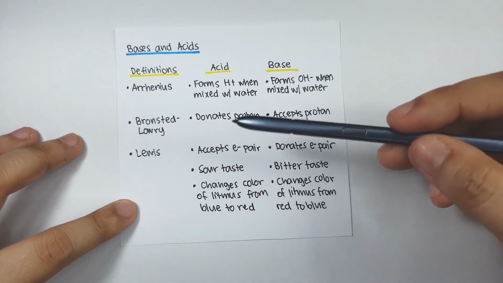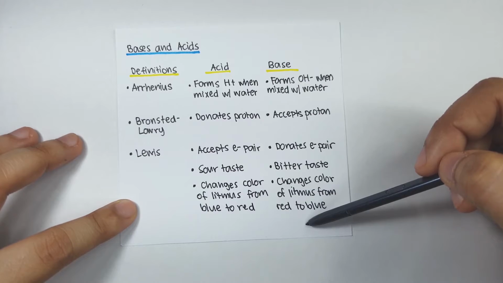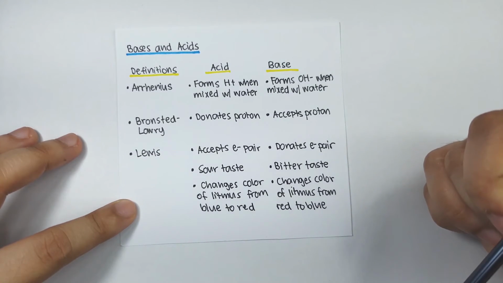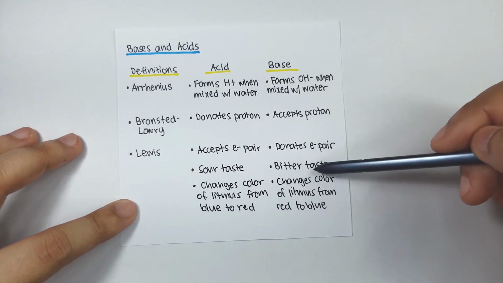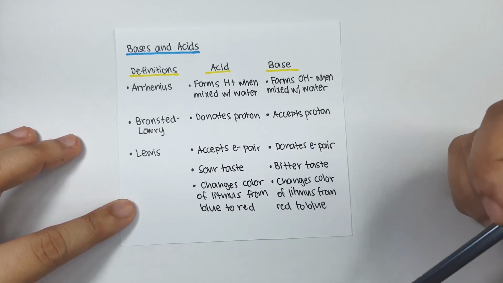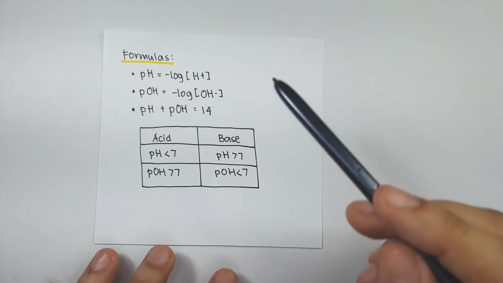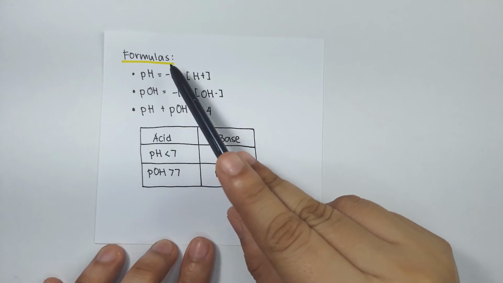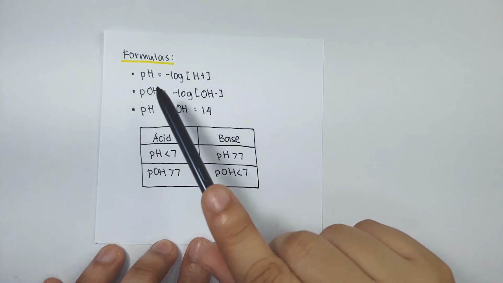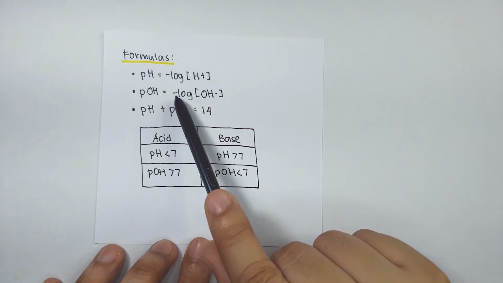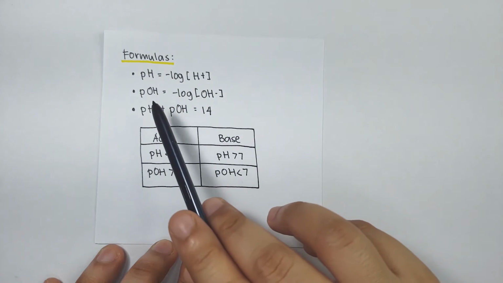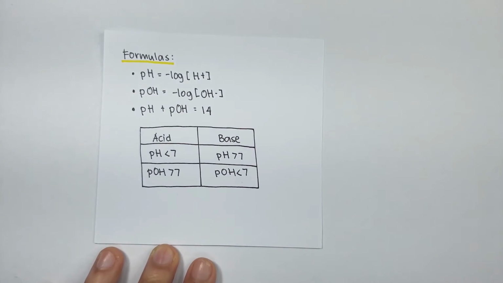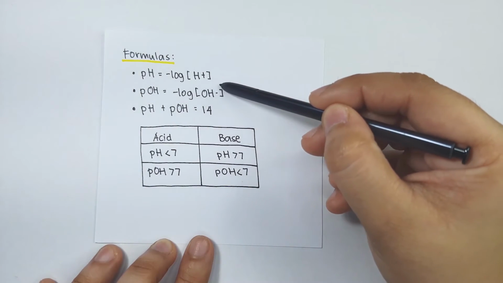So, ito naman class, mga common facts lang for objective type of questions. Yung acid sour taste and changes color of litmus from blue to red, while yung base ay bitter taste and changes the color of litmus from red to blue. So, for this topic, may 3 formulas kayo na dapat i-memorize. pH is equal to negative log of H+, pOH is equal to negative log of OH-, and pH plus pOH is equal to 14. Etong bracket na to, meaning yan ay concentration.